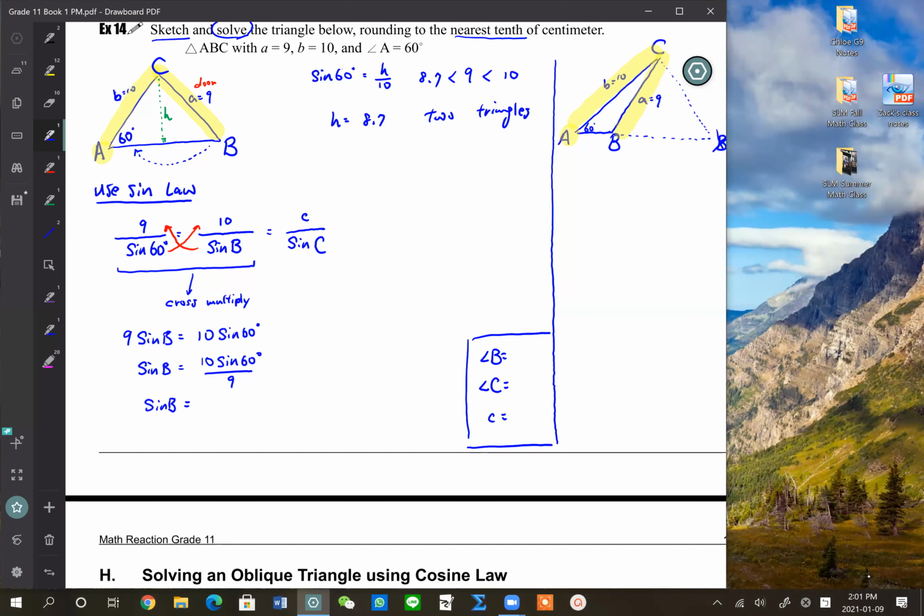Okay, Jiawen, do you have a number for sine B? 0.9. Can you give me 3 decimal places? 0.962. Okay, 0.962. Very good. Okay, Evan, any questions? How to get the number? No, I got the number.